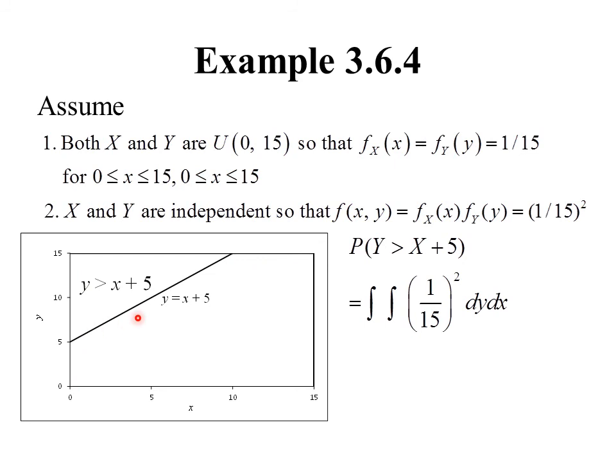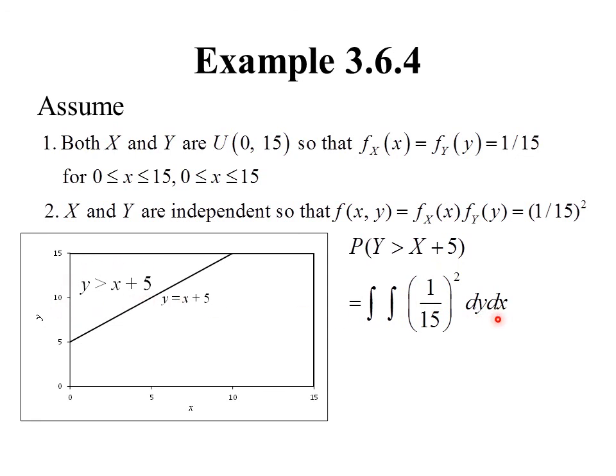And now I drew the line here, y equals x plus 5. Above that line, y is greater than x plus 5. And below that line, y is less than x plus 5. We're interested in y being greater than x plus 5. And so this right here is our two-dimensional region of interest. So we need to integrate our PDF, joint PDF, over that region of interest.